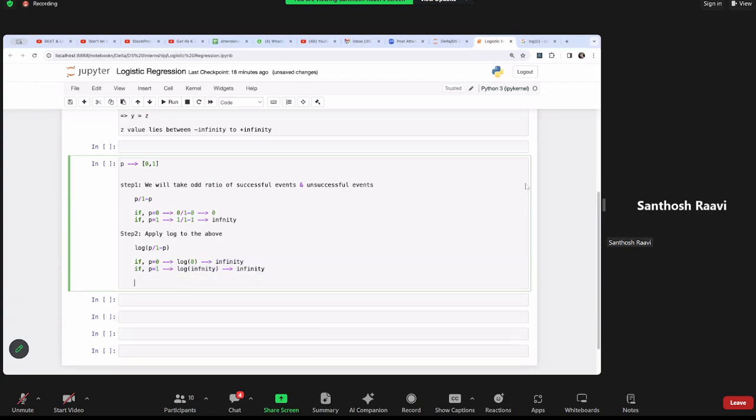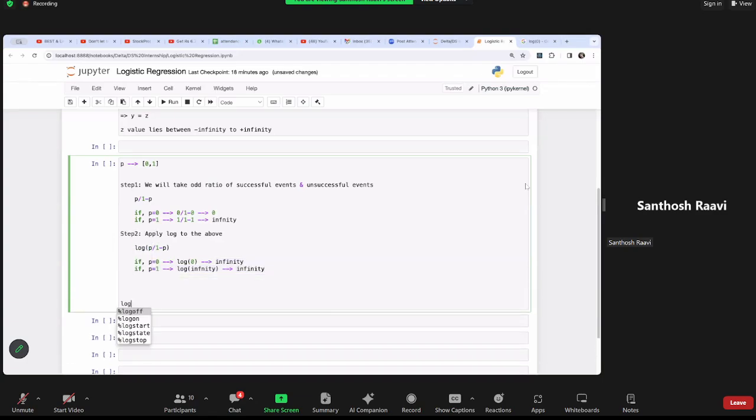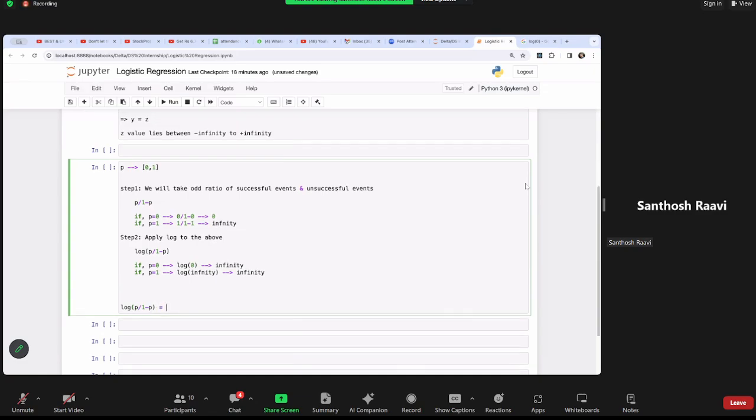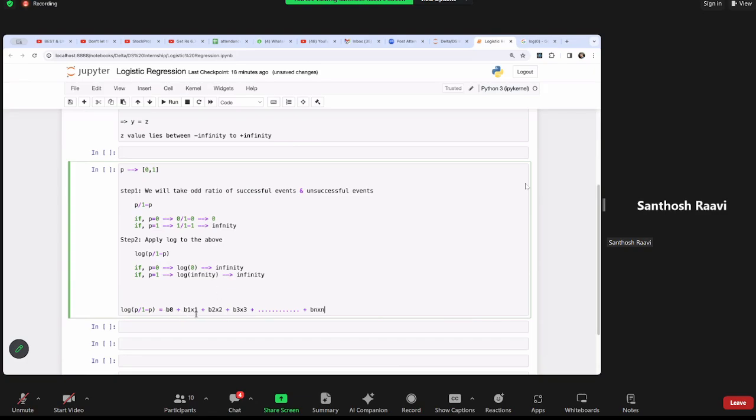Now log of p divided by 1 minus p is equal to this one, right? b0 plus b1 x1 plus b2 x2 plus b3 x3, and so on. We equate this. Now we need to find out the probability. This is the probability. We need to find out p. So p equals, like that we need to convert.